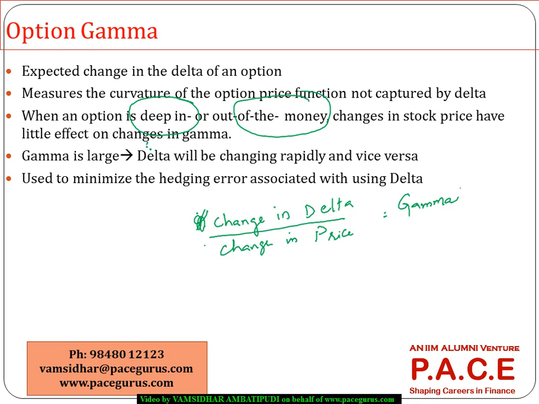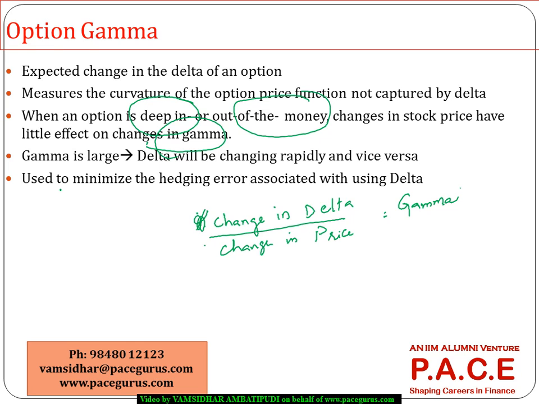They don't have much effect on the gamma at all. Whereas at the money, again, at the money will have a very huge impact on the gamma. So probably with theta, with gamma, at the money will have a high impact. And what does that mean?